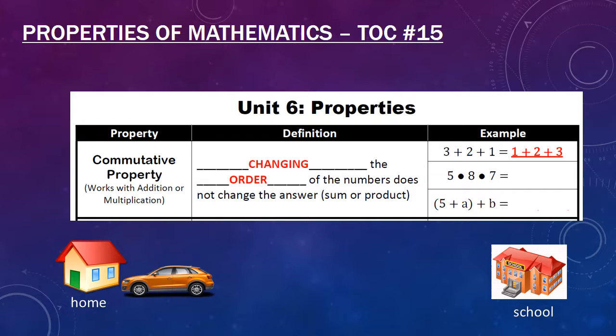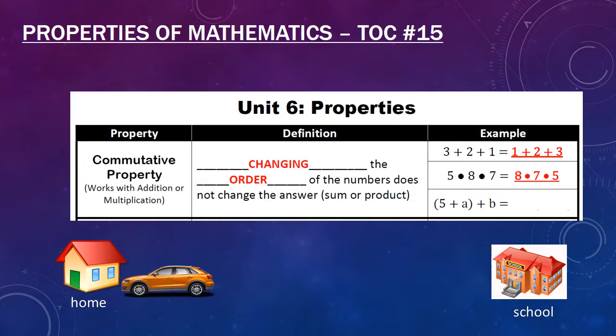And it also works for multiplication. So I could go 5 times 8 times 7, or I can do 8 times 7 times 5. So it doesn't matter which order I multiply them in. And this helps us with mental math because there may be certain factors you're more familiar with that you can multiply easier. And the last example here is one that they're going to get you on.